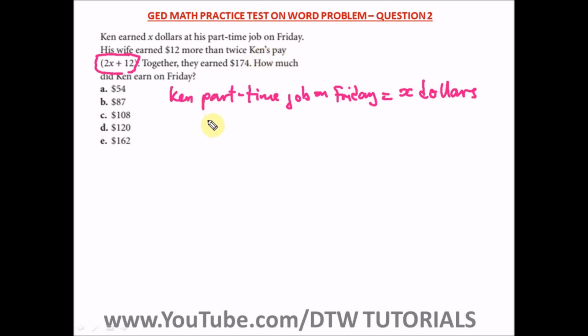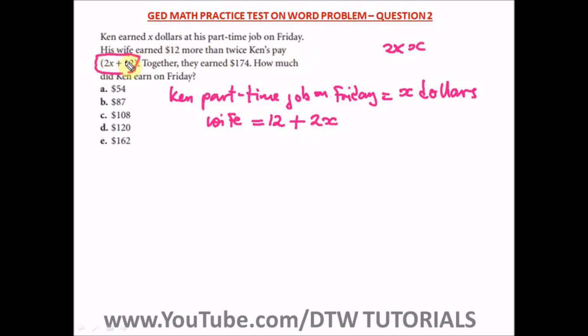It means the wife is equal to $12 plus... Since it says "more than," it now says more than twice Ken's pay. And what is Ken's pay? Ken's pay is X dollars. So more than twice will be 2 times X. So his wife earned $12 plus 2X. This is what this statement means, all right?